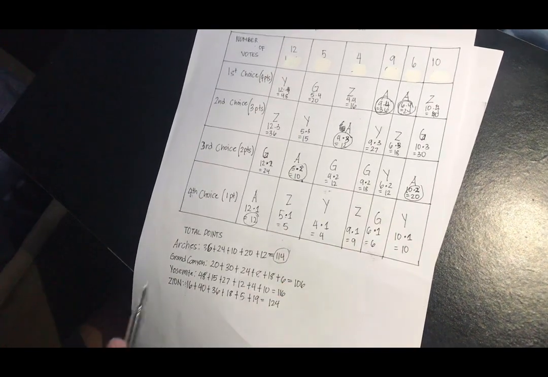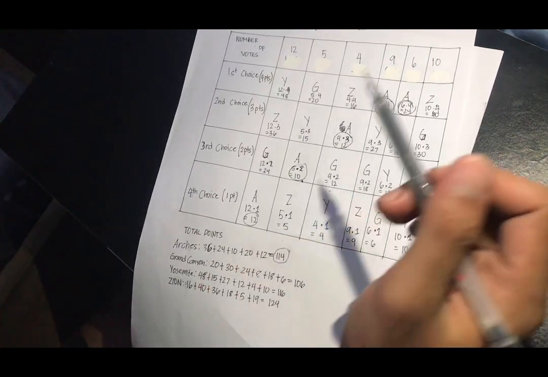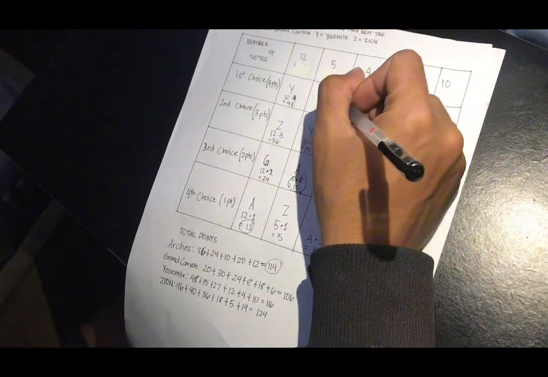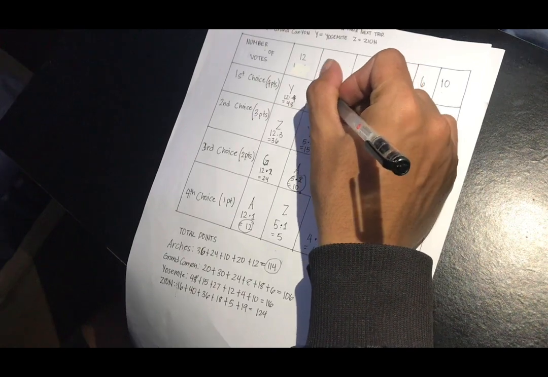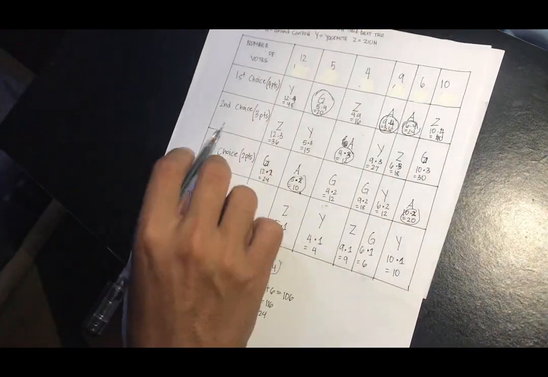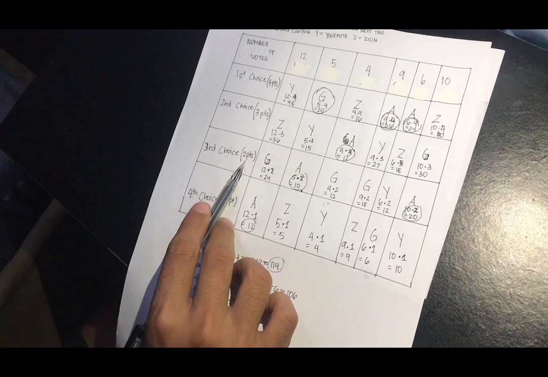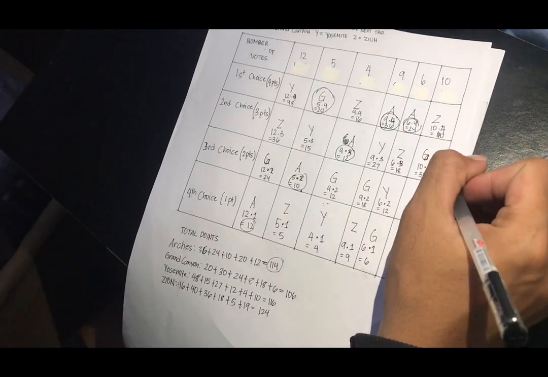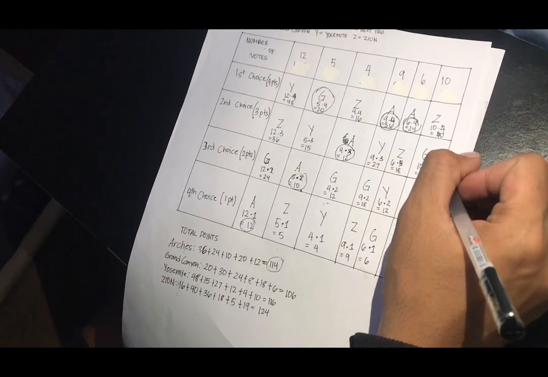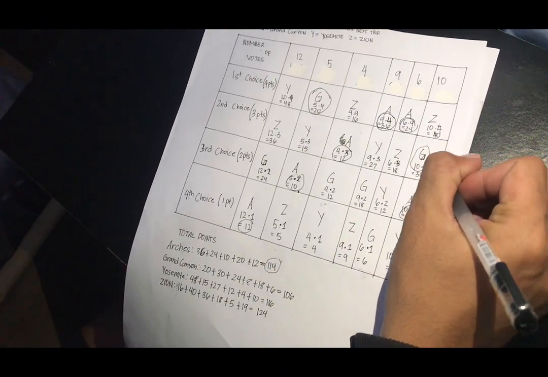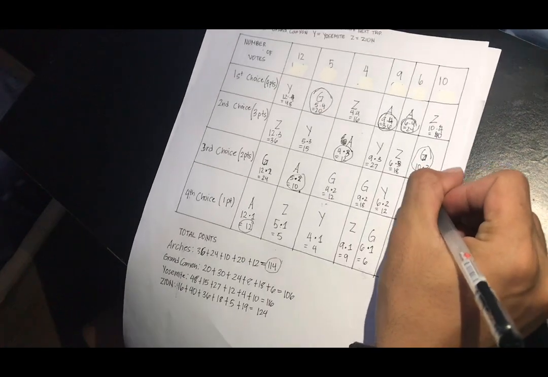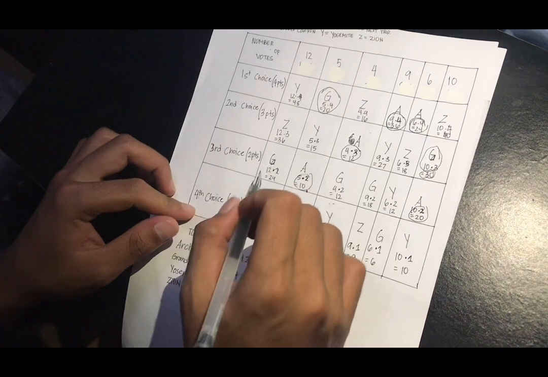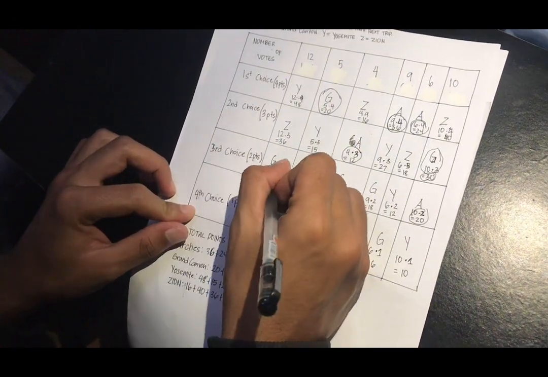So, let's find Grand Canyon now. Grand Canyon has 5 votes in the first choice, which is 20, because we multiply by 4. It is 4 points for the first choice, 3 points for the second choice, 2 points for the third choice, and 1 point for the last. So, the second choice has 10 votes, which we multiply by 3, 30. And in the third choice, we multiply by 2: 12 times 2 equals 24.